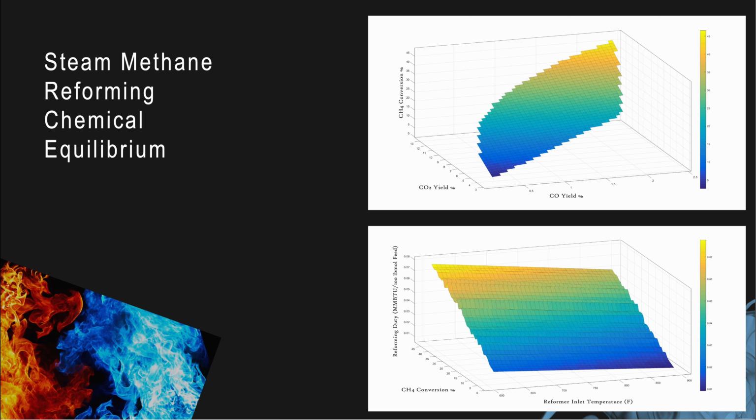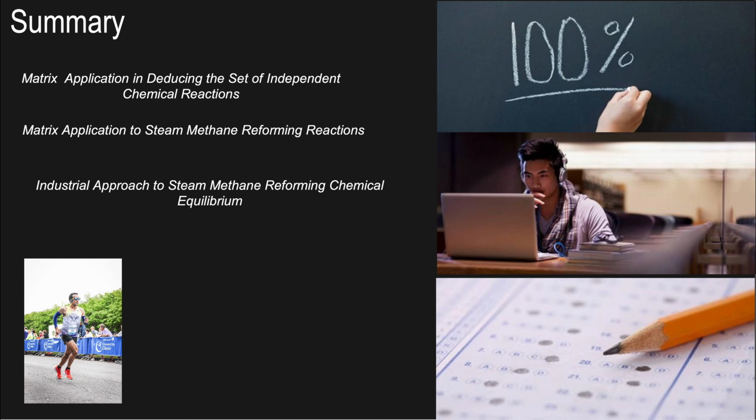That's really cool. So I just wanted to add to what you mentioned earlier. With that being said, to summarize what we talked about today, we highlighted the matrix application in deducing the set of independent chemical reactions. By the way, those same matrix operations, irrespective of whether you are dealing with thermodynamics or kinetics, with different networks taking place on the surface of a catalyst, are the same concept. If you are assuming there are many pathways on the surface of the catalyst, you need to do the same matrix operation because you cannot treat all of them as independent. The second part is we highlighted the matrix application to the steam methane reforming reactions. Last but not least, the industrial approach to steam methane reforming chemical equilibrium.